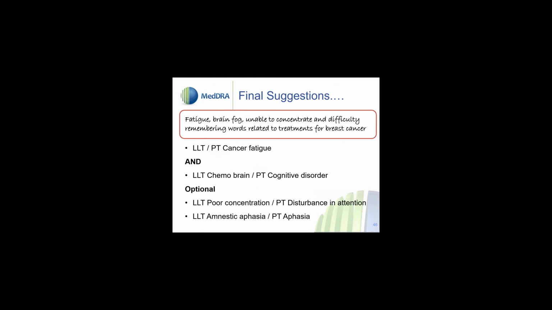And here are our final suggestions. We would code the cancer fatigue separately because it cannot be considered a typical symptom of the chemo brain. We would code the brain fog to LLT chemo brain under PT cognitive disorder. And we could either subsume its characteristic symptoms, unable to concentrate and difficulty remembering words, under the diagnosis chemo brain, or take the alternative approach of the PTC guidance and code them separately to either LLT poor concentration or concentration loss under PT disturbance in attention, and LLT amnestic aphasia under PT aphasia, because this LLT most closely reflects the reported difficulties remembering words.